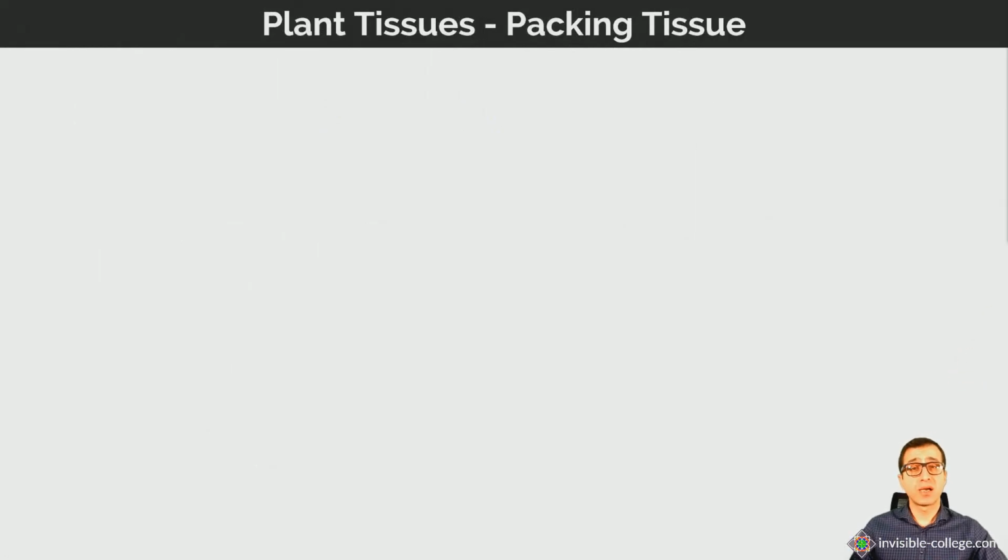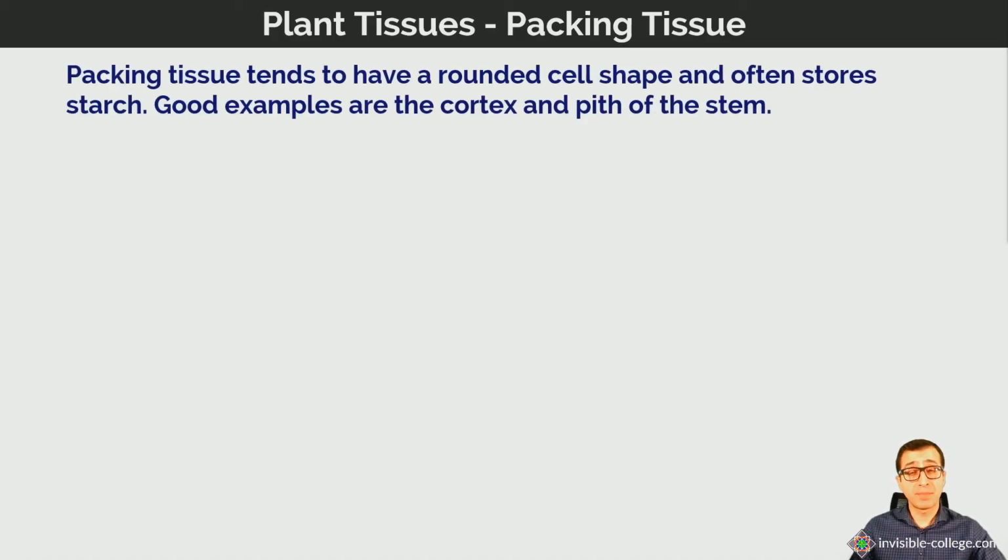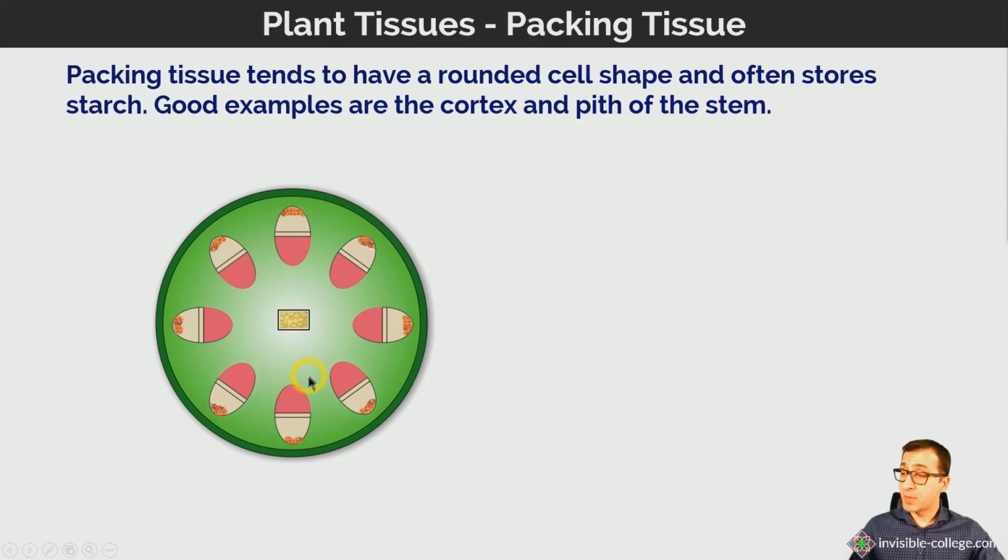Packing tissue is found in various parts of the plant. Good examples of this are the cortex and pith of the stem. The purpose of this is essentially to provide rigidity and also to divide the various types of tissue found in various parts of the plant.